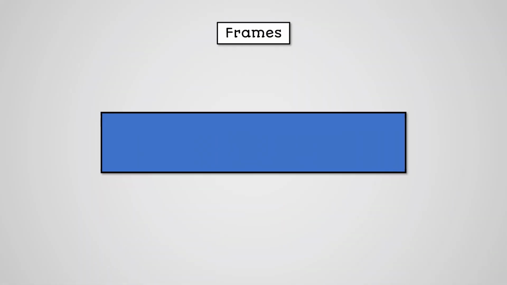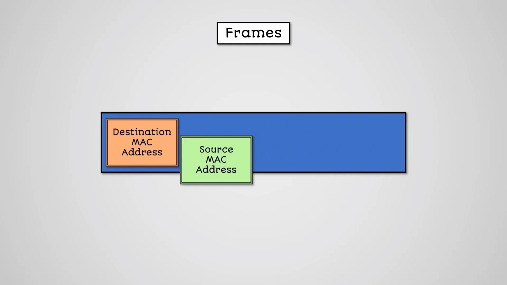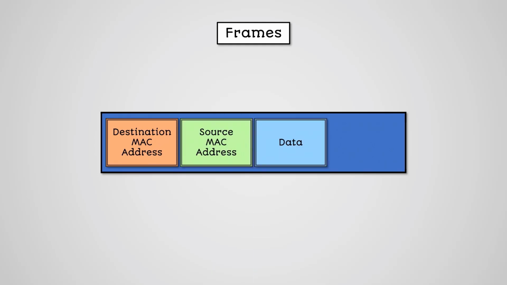Ethernet will break data into chunks called frames. Each frame has a destination MAC address, source MAC address, the data being transmitted, and some error checking code known as a frame check sequence, or FCS for short.